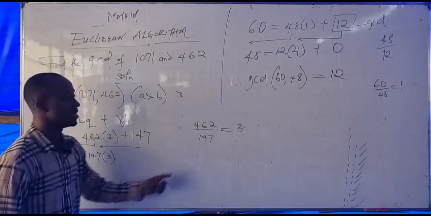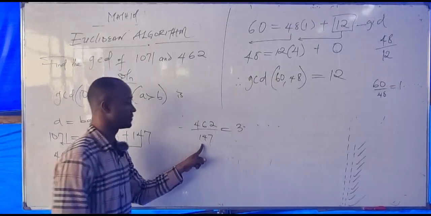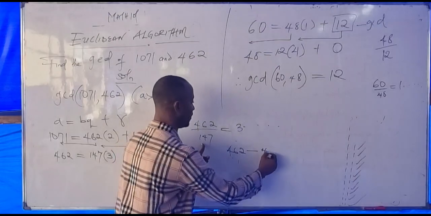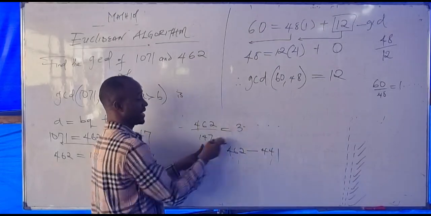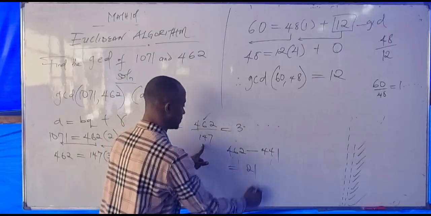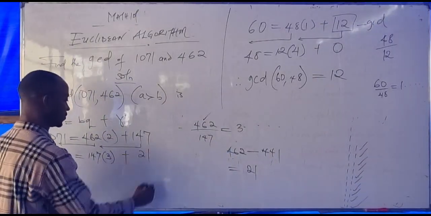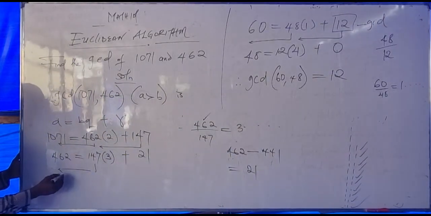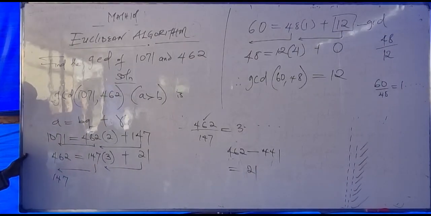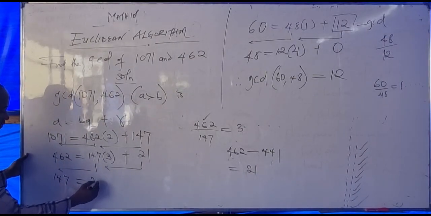Remember now, multiply 3 by 147. What do you have? So 462 minus what? 441. Hope you know how we got this. 3 times 147 is 441. So subtract from this, right? What do you have? 21. So plus 21 here. I will still extend again. So when you extend, what do you have here? 147 equals to what? 21.